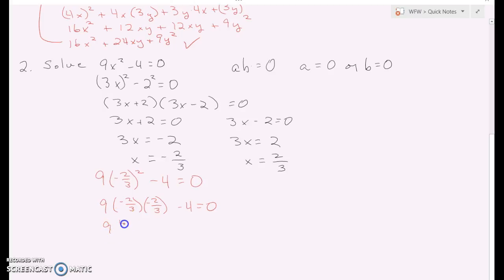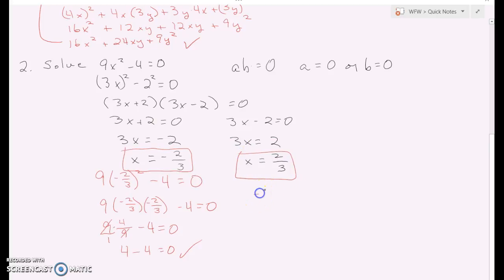A negative times a negative is a positive. Multiply the numerators and denominators. When you multiply a whole number times a fraction, you should change the whole number to a fraction. Then you should cancel anything you can. And then what you have left, in this case, is 4/1, which is 4, and it checks. You should do the same thing with x equals 2/3, and you'll find the same thing is true. It does check out. So our answers are x equals negative 2/3 and x equals 2/3.